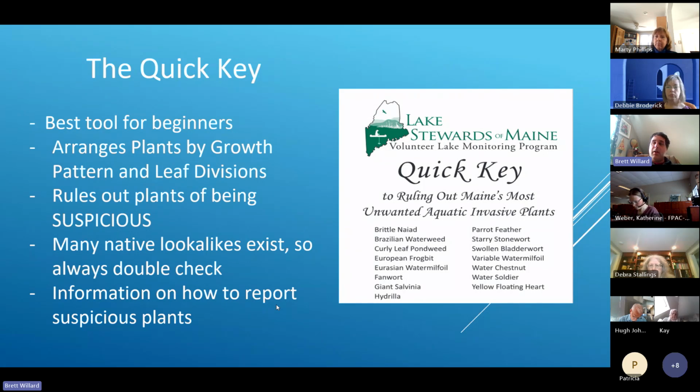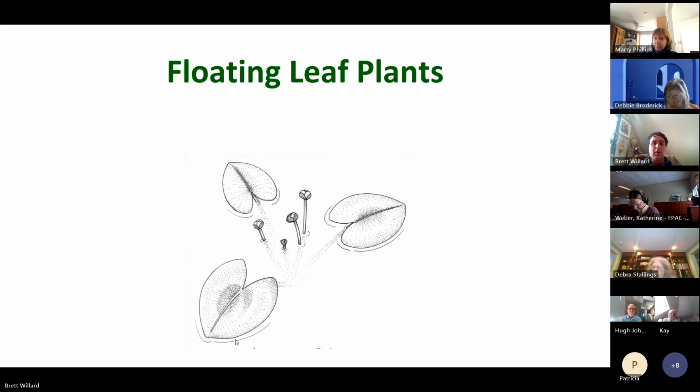But this is a very basic tool, and it's really easy to have in your back pocket, have it in your toolkit, have it in your tackle box when you go out on the water to quickly key out if a plant is suspicious or not. So with that out of the way, we'll get into the plants. We're going to sort our plants by different growth patterns as they're arranged on the quick key. So the first is our floating leaf plants.